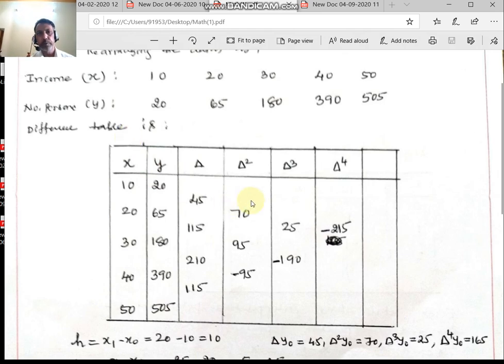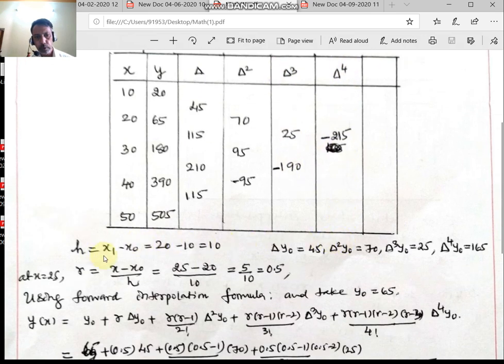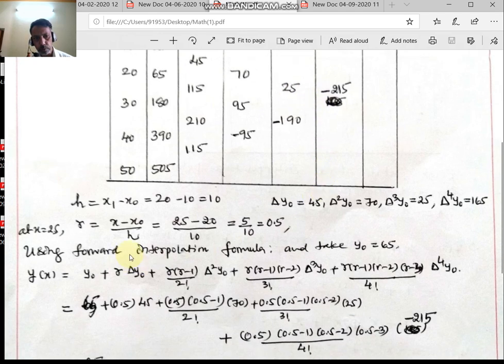And the difference table is: X column, Y column, first order differences, second order differences, third order differences and fourth order differences. H value is obtained from the difference of x1 and x0, that is 10, and del y0, del square y0, del cube y0, del to the power 4 y0 are the leading forward differences from the difference table. These are those values. And r value is r equals (x minus x0) by h, and it is 0.5.